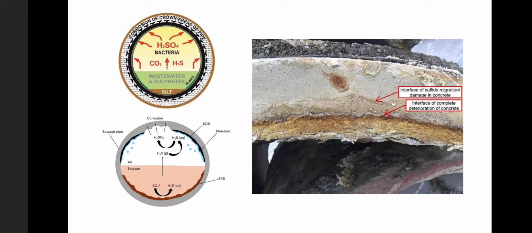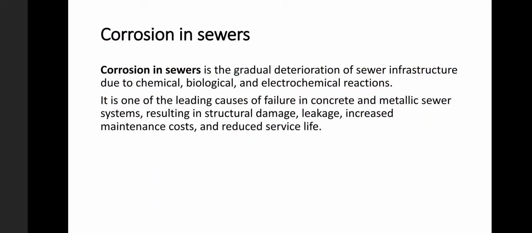Very good morning. In this session, we are going to see corrosion in sewers. So, what is meant by corrosion? It is nothing but the gradual deterioration of sewer infrastructure, that means in the sewer pipeline, which is basically due to the sewer sludge present in it. It consists of chemical, biological, and electrochemical reactions. Due to these reactions, the corrosion takes place inside the sewer pipeline. That one we call corrosion in sewers.